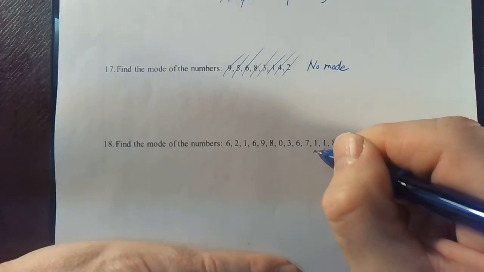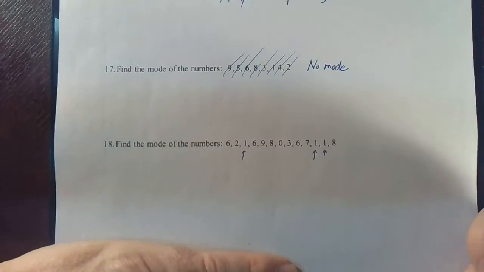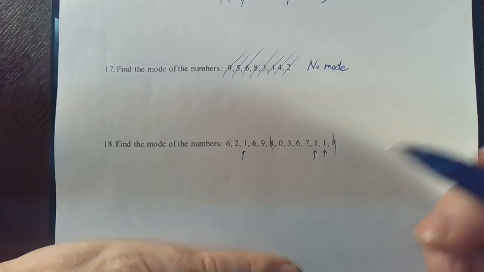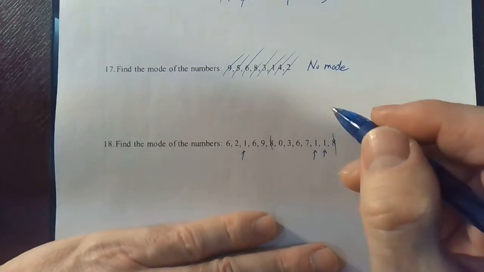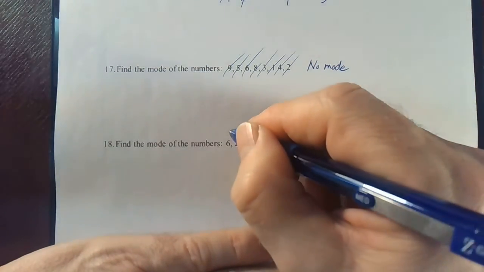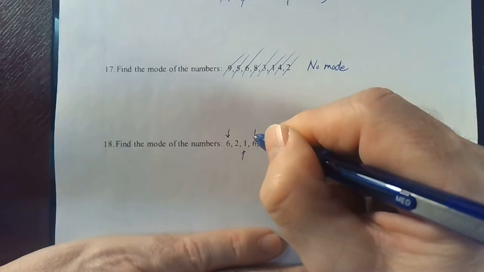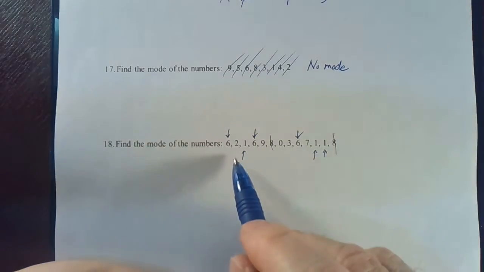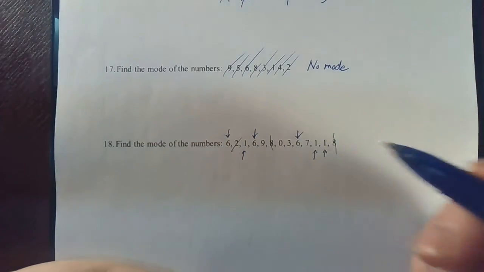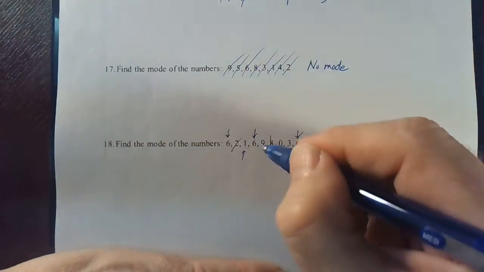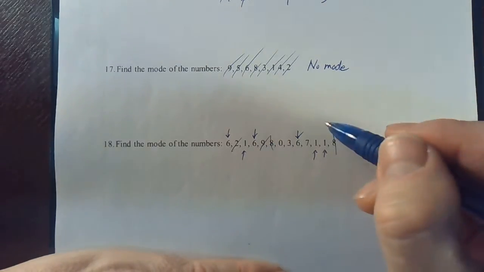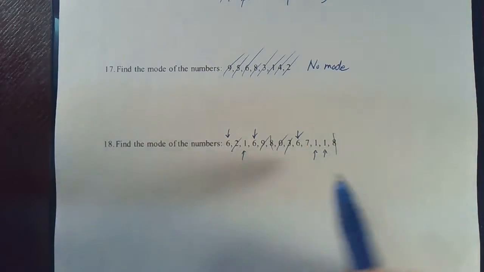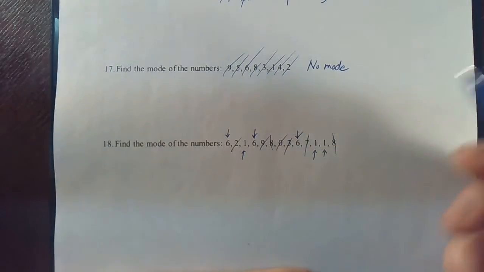Do we have anything that shows up 3 or more times? 8 only shows up twice. I'm going to cancel it out. 6 shows up once, twice, 3 times. 2 only shows up once. 9 only shows up once. 0 only shows up once. And 3 only shows up once. Did we cover all of them? Oh, and 7 only shows up once.